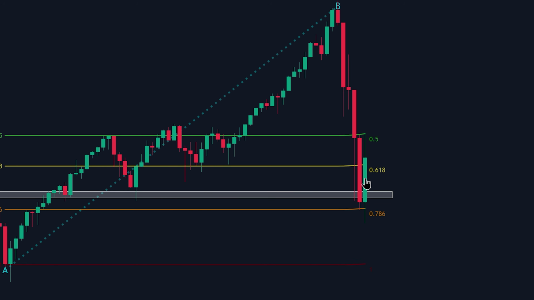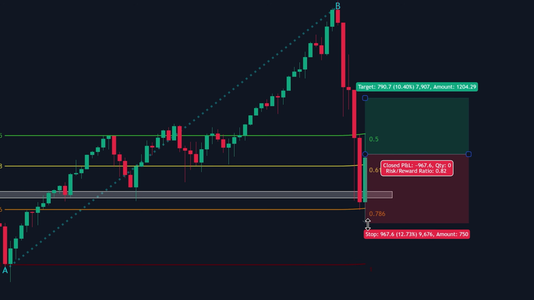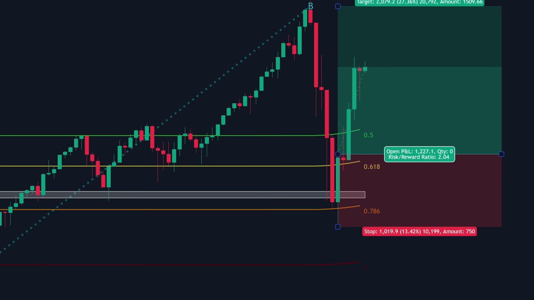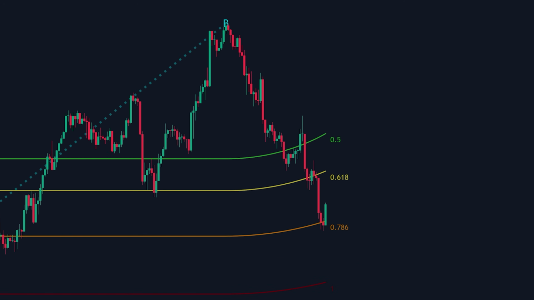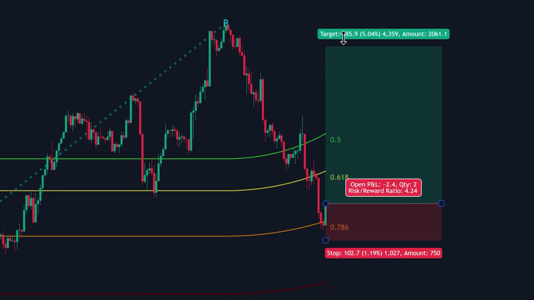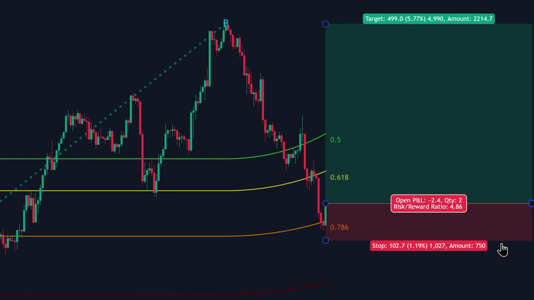That wraps up our overview of the Fibonacci time price zones indicator. This tool helps you combine time and price to find key support and resistance levels, turning points, and high probability trade setups. It's easy to use and works well across all markets.